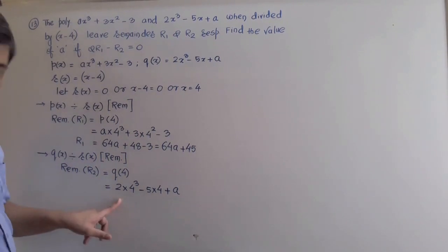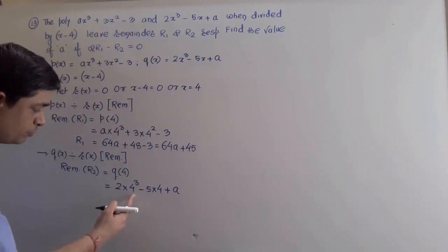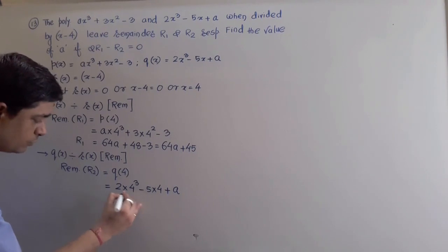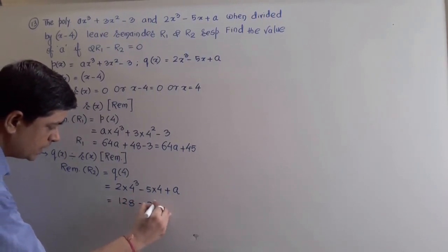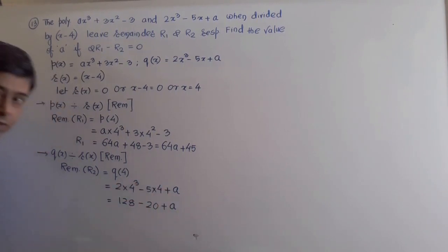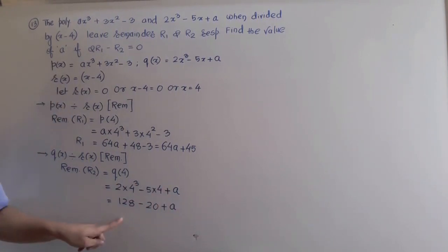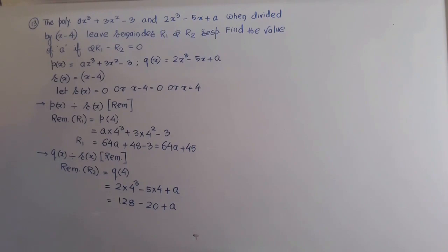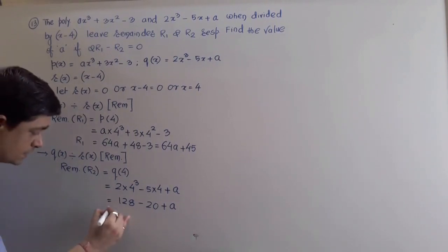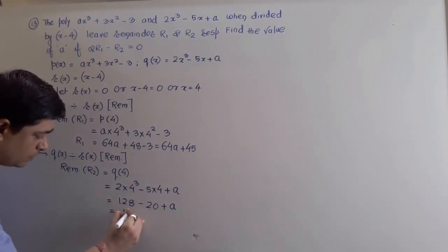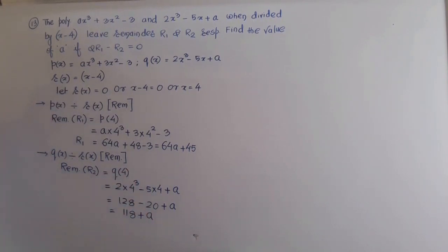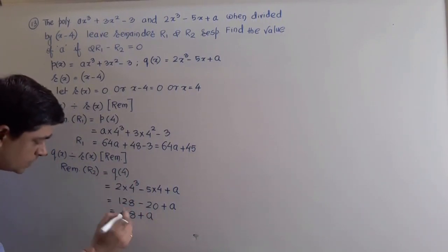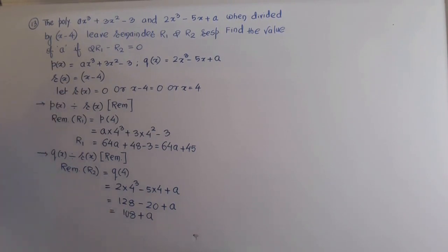Now from here we will see 4 cube will become 64. So 64 into 2 is 128, minus 20, and then plus a. So 128 minus 20 will become 118. So I can say that now the value of R2 will be equal to 108 plus a. Sorry, this will become 108, since 128 minus 20 leaves only 108.